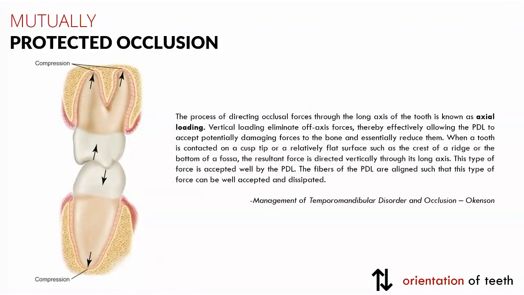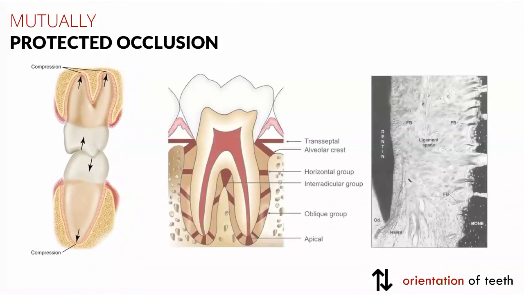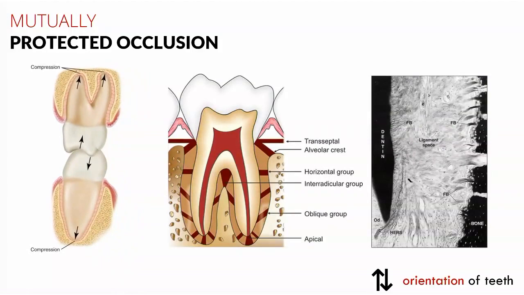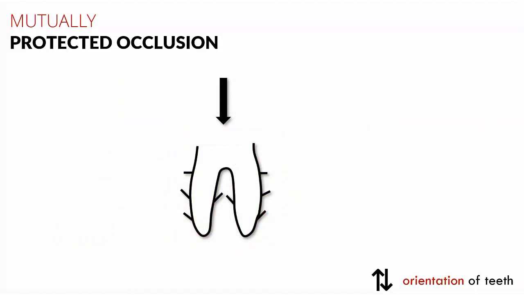So we term this idea axial loading. It's better to load the tooth along the long axis of the tooth, and then when the teeth are lined up so that the long axes are with each other, then that generally makes for a more ideal loading situation, okay? So again, looking back at our PDL, let's see what happens when we load it along the long axis.